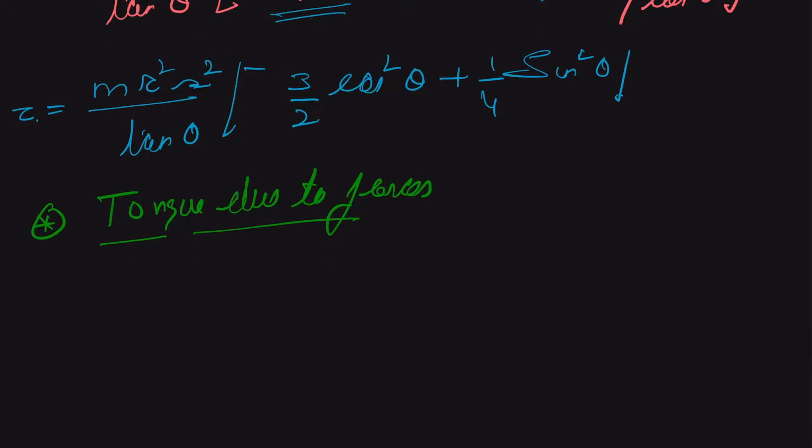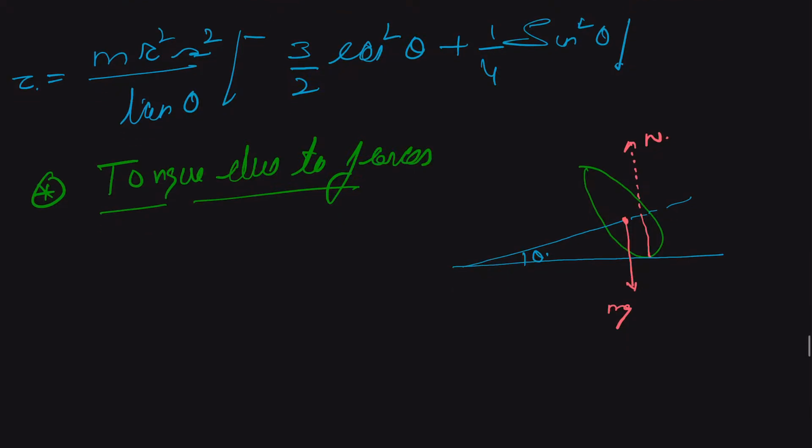So let me redraw the figure, and so this angle is our theta. One force will be our mg in the downward direction, and the other one will be our normal in the upward direction. These are the two forces acting on it, and the length given to us is our L.